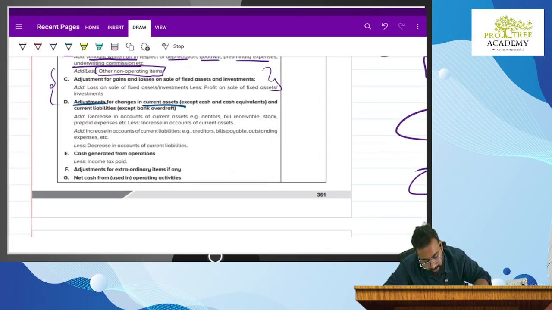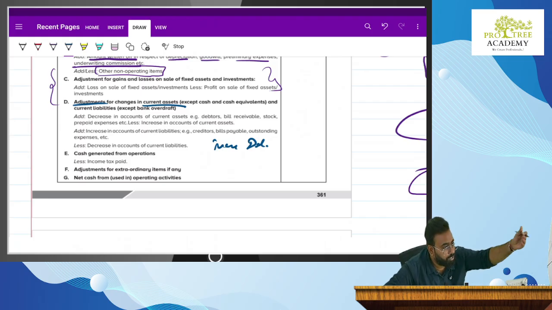Adjustment for changes in the current assets, sir. I have already told you about changes in the current assets. Increase in debtors, happy or sad? Sad, sir. Increase in debtors, cash is not with us, correct or no? Cash is more with my customers. The opposite person is enjoying, not me. So increase in debtors is not a position where I should be happy about, correct? So that will be correct.